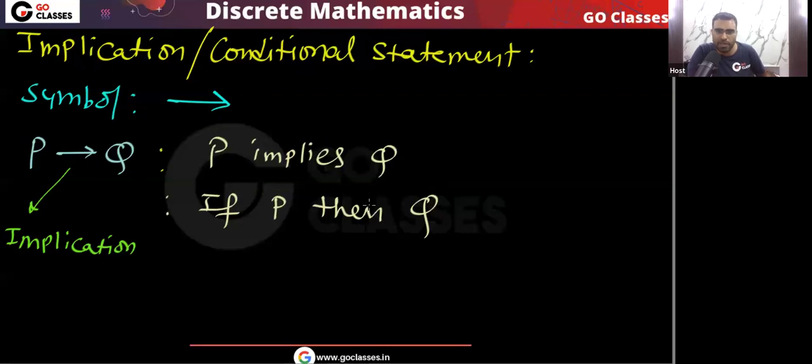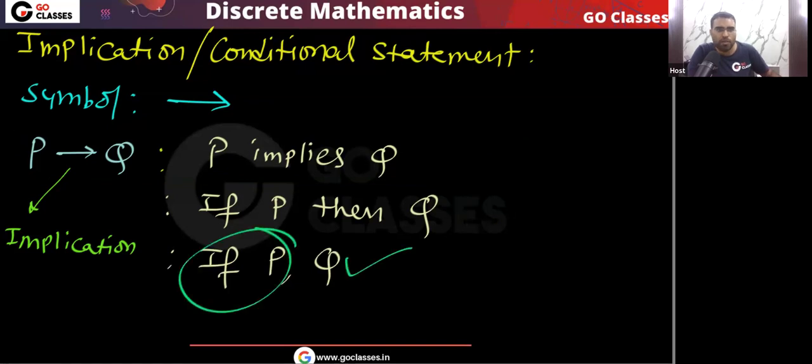You can say P implies Q. This is also correct. You can say if P, then Q. This is also correct. Or you can simply say if P, comma Q, meaning if P happens, then Q happens. So all these are correct. Very simple.